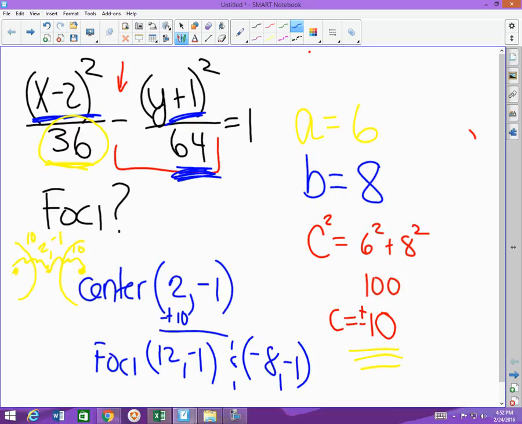The vertices in this case would be from here to there and there to there, and those points, they're 6 away from the center. So this vertex would be at 8, negative 1, and this vertex here would be 6 to the left, negative 4, negative 1. All right, that was that one.